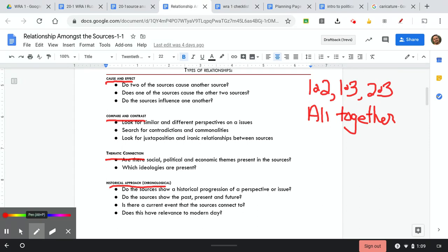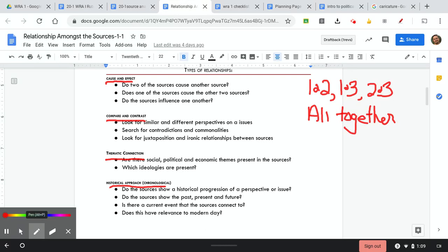And then our historical approach, or the chronological relationship. Do the sources show a historical progression of a perspective or issue? Do the sources show the past, present, and future? Is there a current event that the sources connect to? Does this have relevance to modern day?